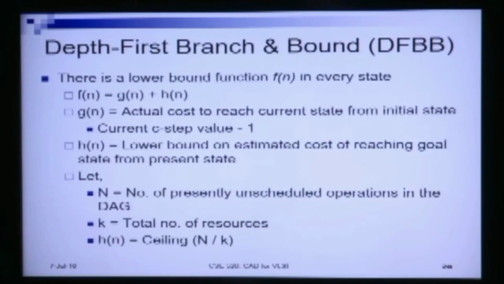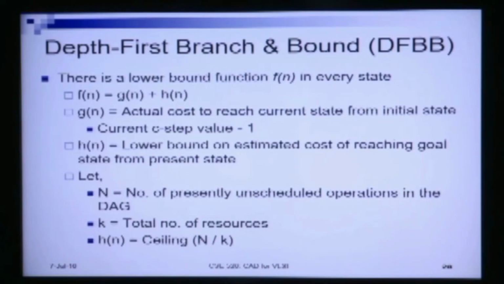So, as we have been talking about the function in mathematical terms, how do we obtain the estimated cost at any given state? It is obtained as follows. There is a lower bound function Fn in every state, and Fn is defined as a summation of Gn plus Hn. What is Gn? Gn is the actual cost to reach the current state from the initial state. That means current C step value minus 1.